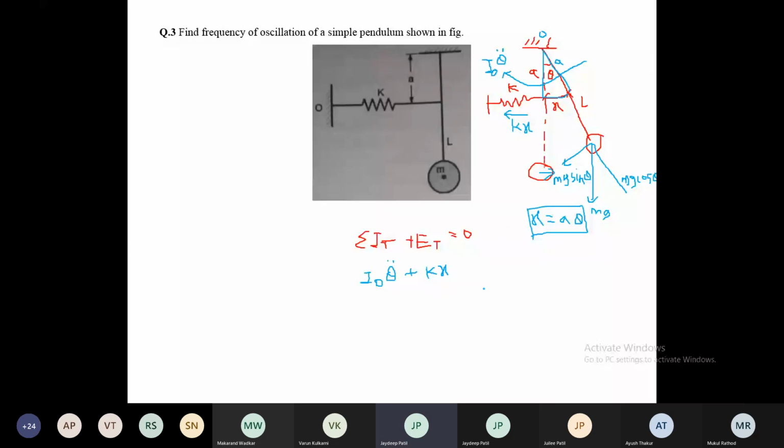Here the spring force acts. Now tell me the torque due to the spring force. Kx into distance, क्या लेना है? L लेना है या A लेना है?